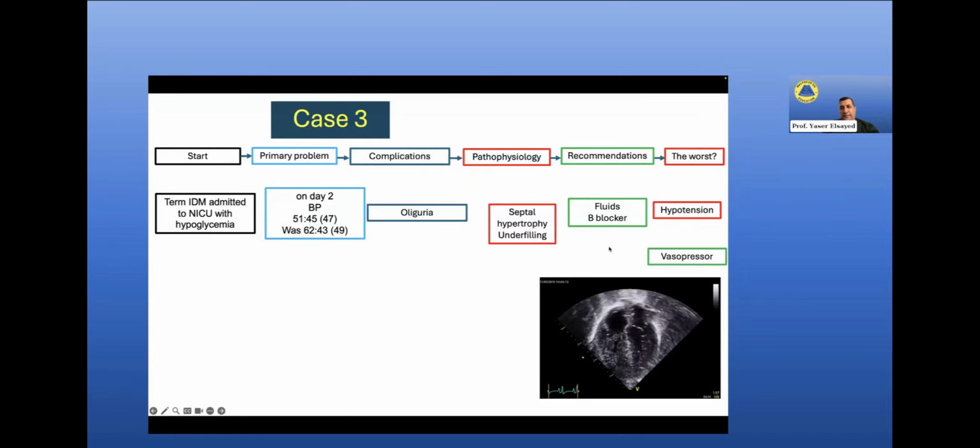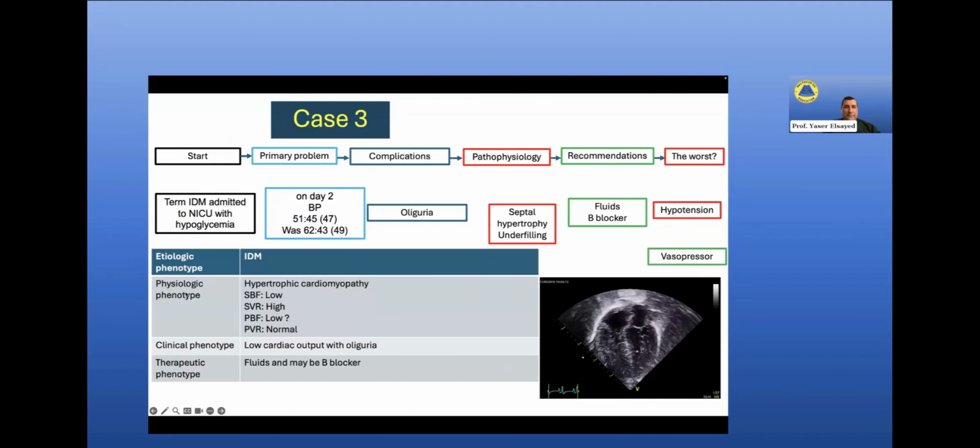So what is the medication to support? Here it is vasopressor. If the vasoconstrictor physiology is lost, give vasopressor. Don't give vasodilator or any inotrope in this case. So we have an etiologic phenotype IDM, physiologic phenotype hypertrophic cardiomyopathy with low systemic blood flow, high systemic vascular resistance, and the pulmonary blood flow could be low because also you have the right side low flow, and then pulmonary vascular resistance is usually normal in this case.